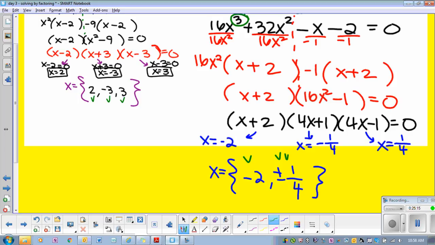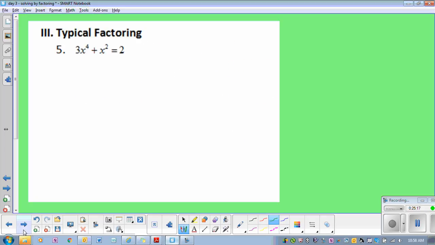All right, let's go to the back. Let's try some trinomials. T-chart, right? All right, so what do I need to do first to number 5? Good, make it equal 0. Good job. So let's subtract the 2. So then we have 3x to the 4th plus x squared minus 2 equals 0.